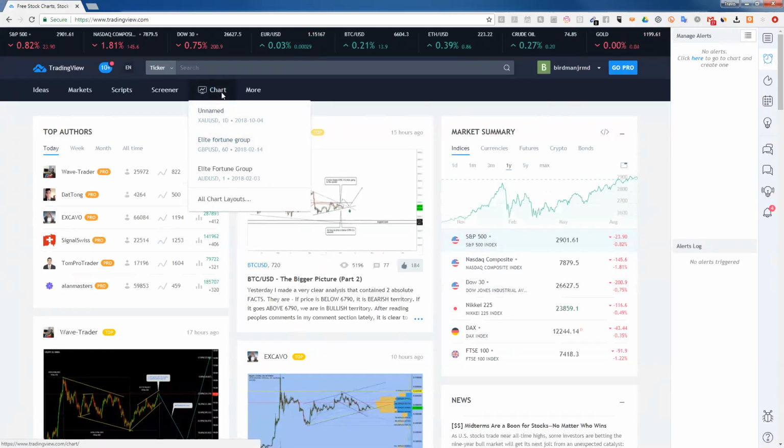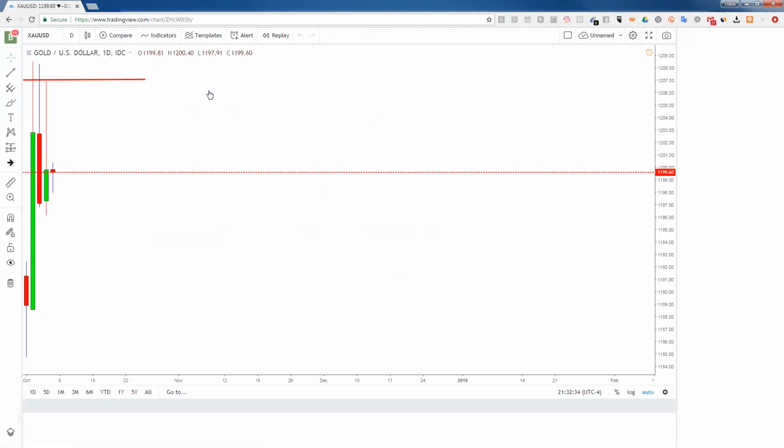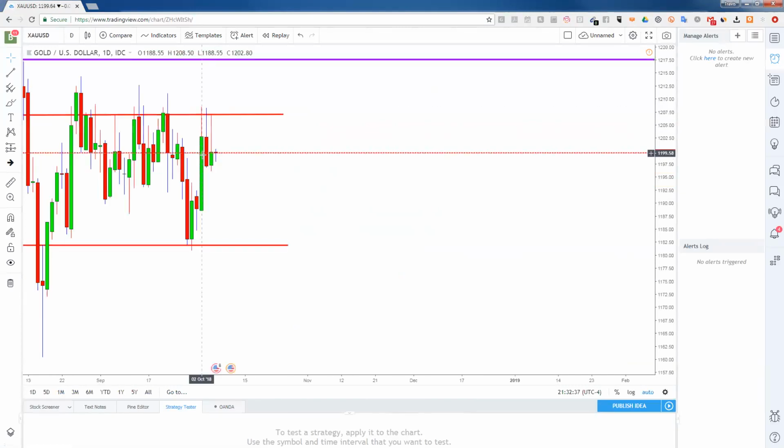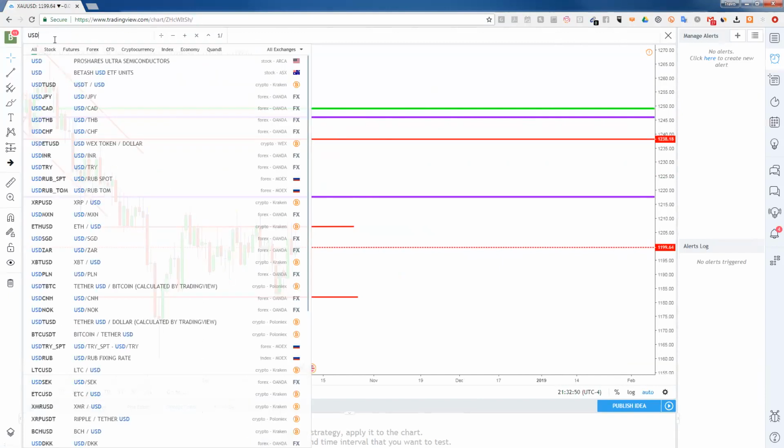Now, when we go to look at our strategy right here, I'm going to go over this strategy of how to draw it up. I'll draw it up on the USD.